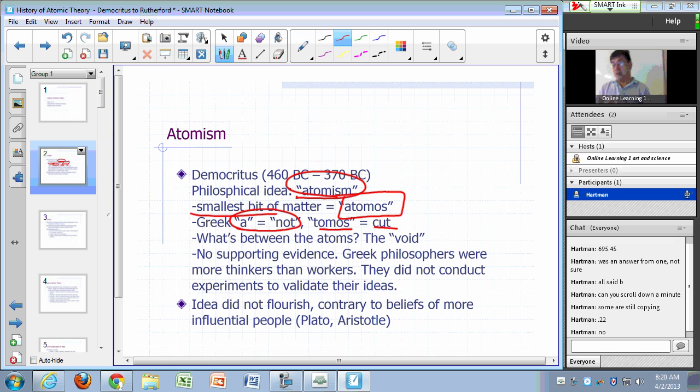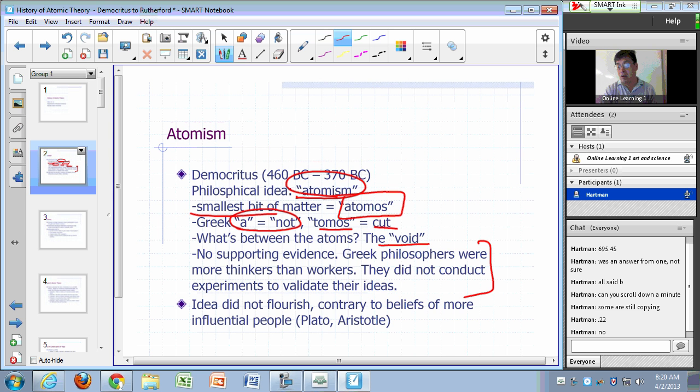So they postulated, they assumed, that the universe is made up of atoms and the void. Everything else in between those atoms, there's just nothing there. Okay? So, unfortunately, there was no supporting evidence for this idea. Greek philosophers were more thinkers than workers, so they didn't really do any experiments that would validate their idea. So the idea of atomism did not flourish until much later.